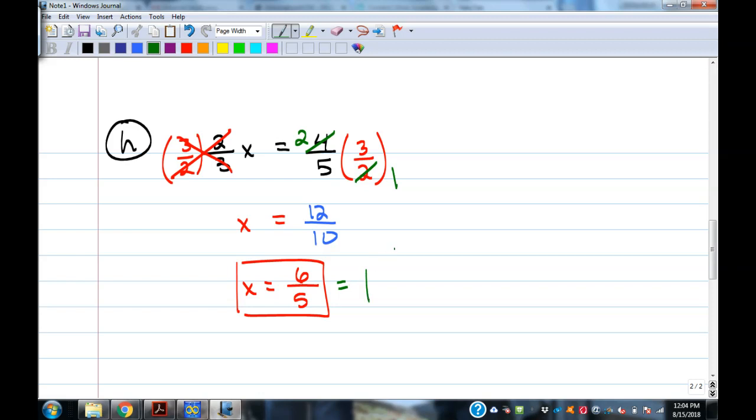One and one-fifth. Yeah, one-fifth. Good job. I'll tell you this, I prefer that. 6 over 5. Don't even go to that step. That's going to save you a little time later on in a geometry class. You don't want mixed numbers in geometry. The improper fractions are what you're going to want to use in there. It's going to help us also later on with various other things.